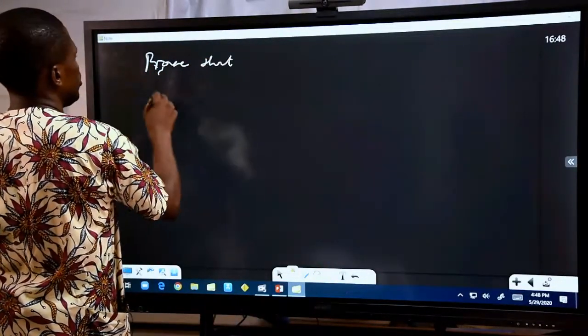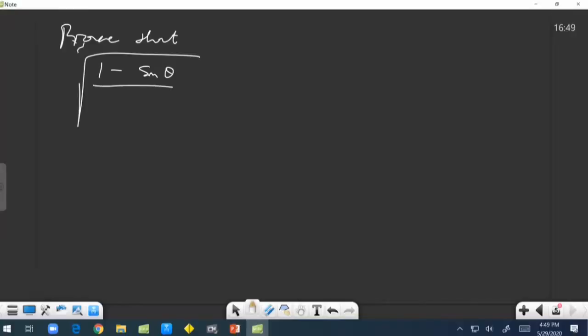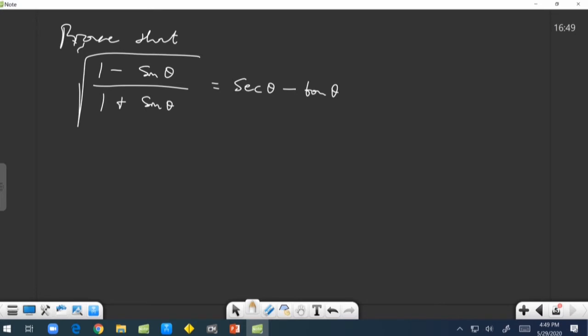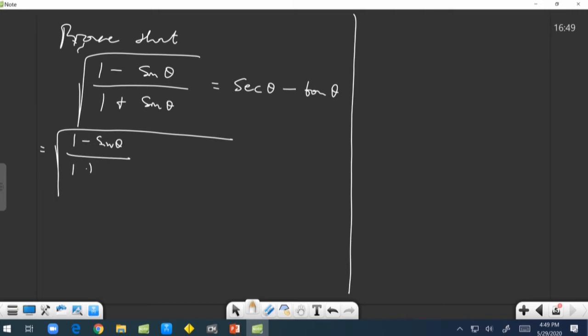that the square root of 1 minus sine theta divided by 1 plus sine theta is equal to, let me take you back there, sec theta minus tan theta. How do you prove this? To prove this, we need to simplify the left-hand side. So that will give us 1 minus sine theta divided by 1 plus sine theta, all in brackets. We multiply, making use of the conjugate as if we are rationalizing a surd: 1 minus sine theta divided by 1 minus sine theta.